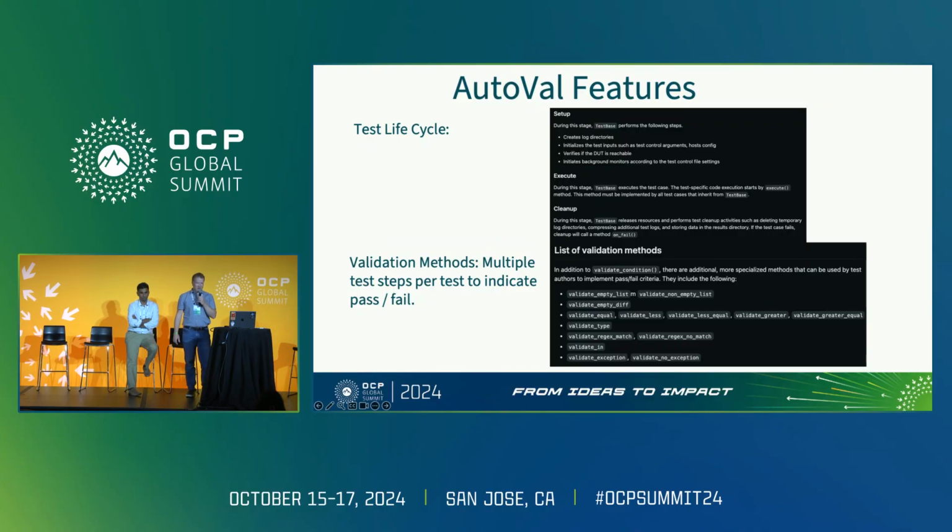All right, some additional AutoVal features. I think these are relatively standard test framework features, but I want to reference them here to give a little bit of background on how we're developing this framework. So every test case that is developed using the AutoVal framework goes through a test life cycle, which is pretty much just a sequence of stages that each test case operates through. So there's a setup stage, an execution phase, and a cleanup phase. During setup, the framework itself will do some initialization, like initialize log directories, verify that the connection to the DUT is actually successful, and so on.